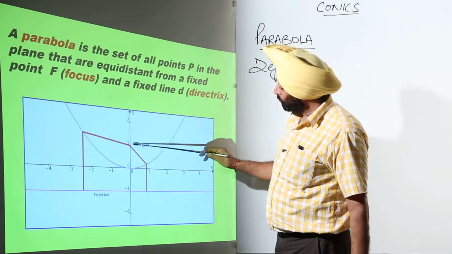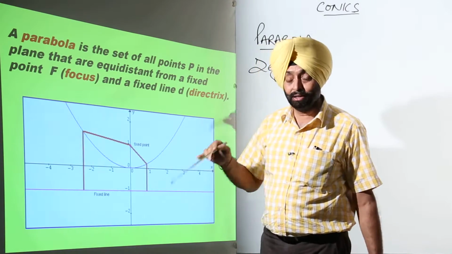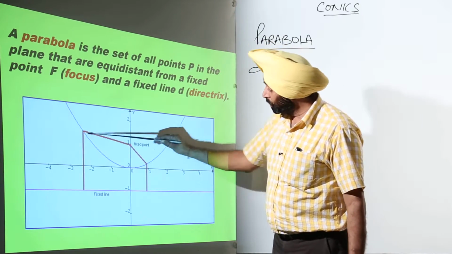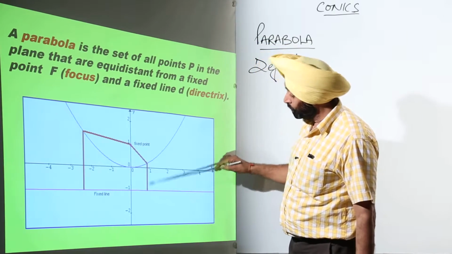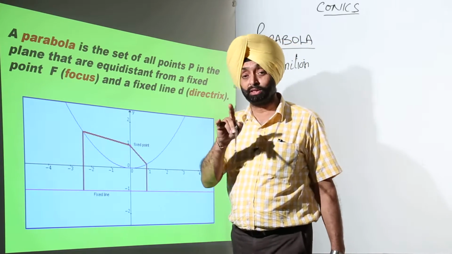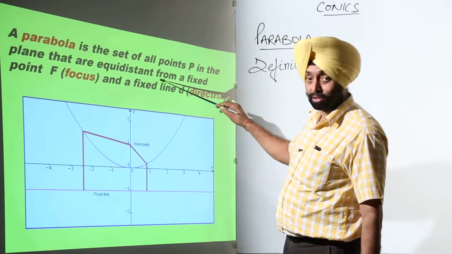Sorry. From here to here, it doesn't seem to be equal, but it is equal. Remember this one, from here to here this is equal, from here to here this is equal. We are going to do some investigation also whether they are equal or not. So just go through the definition clearly.